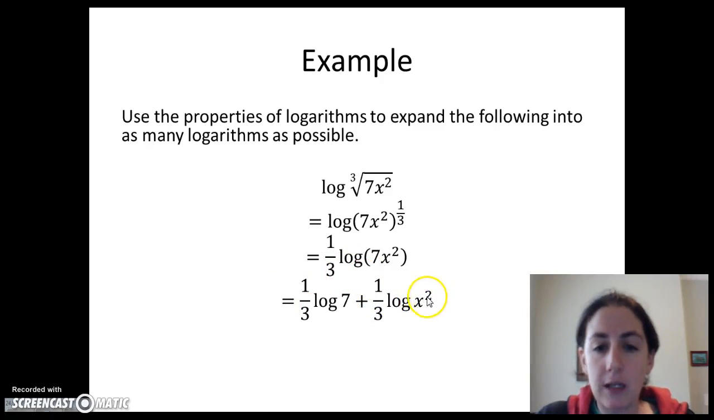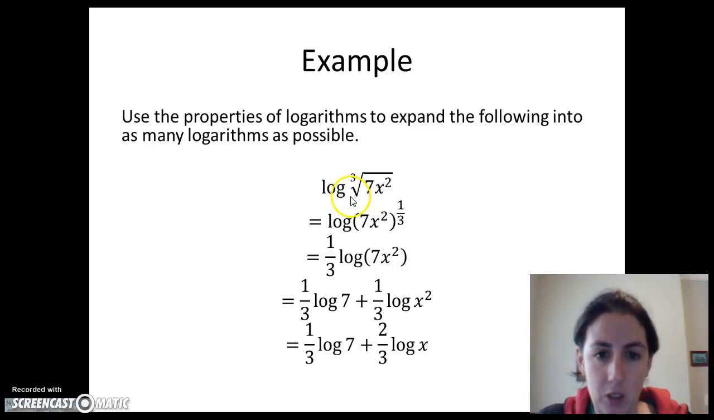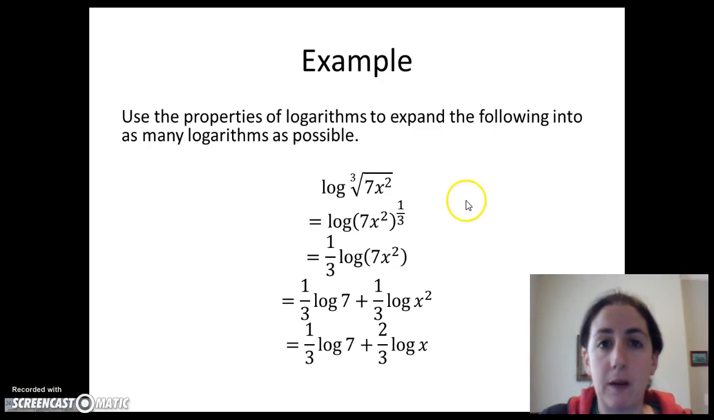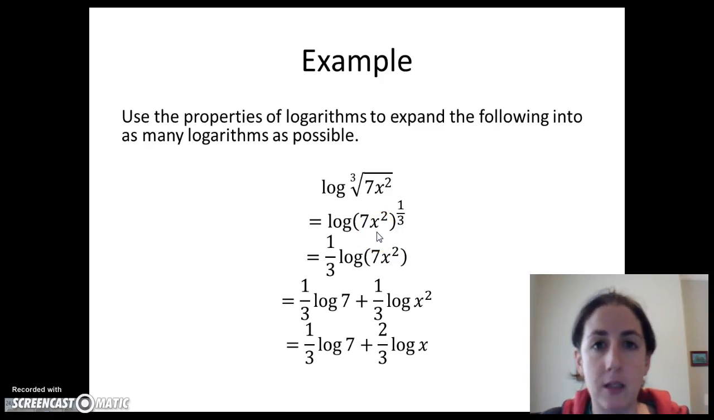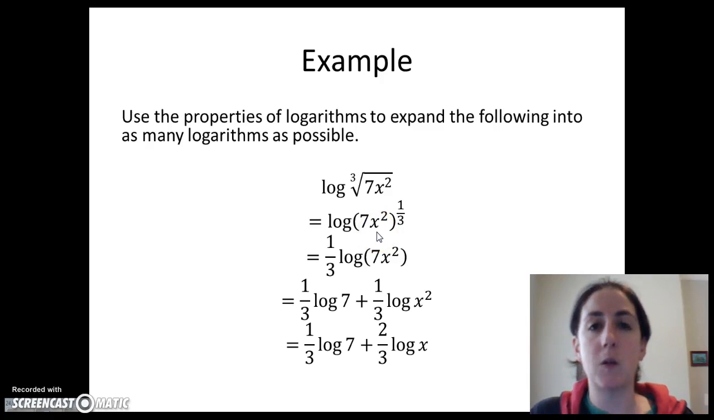Now here, what you're taking the logarithm of is being raised to a power. You can bring that power out front. And so this is the expanded form of that original logarithm: 1/3 the log of 7 plus 2/3 the log of x. When you get into calculus and you start taking the derivatives of logarithmic functions, being able to expand into as many logarithms as possible is incredibly useful.